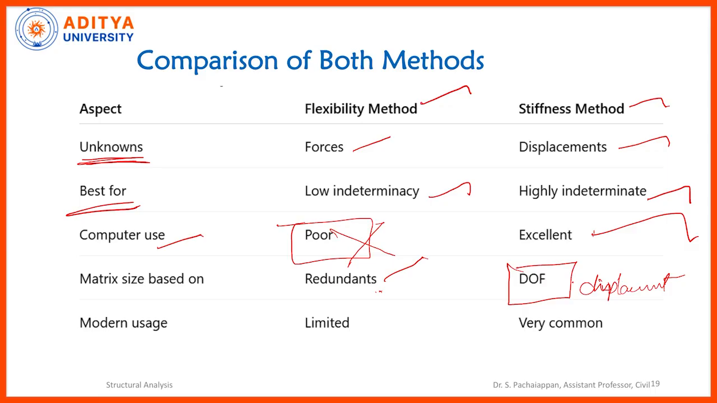Matrix size is based on either the redundants or the degree of freedom. Modern usage: the flexibility matrix method is very, very limited, whereas the stiffness matrix method is very prevalently used in almost all the softwares.